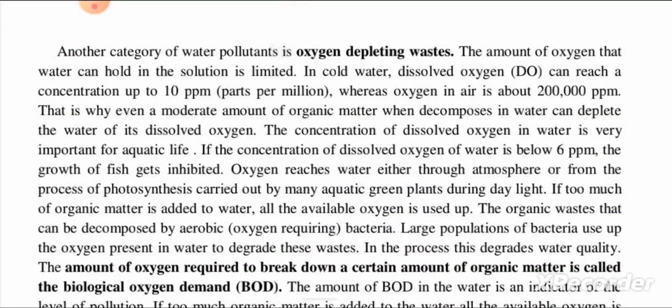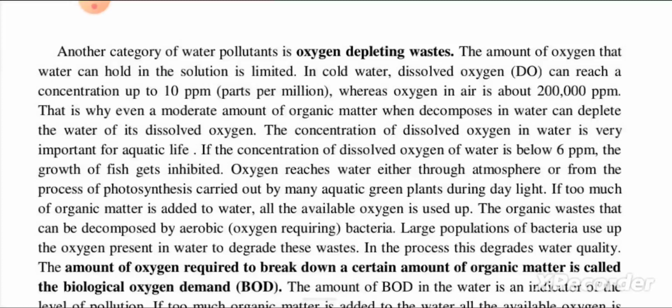Another category of water pollutants is oxygen depleting wastes. The amount of oxygen that water can hold in solution is limited. In cold water, dissolved oxygen can reach a concentration up to 10 ppm, parts per million, whereas oxygen in air is about 2 lakh ppm. That is why even a moderate amount of organic matter when it decomposes in water can deplete the water of its dissolved oxygen. The concentration of dissolved oxygen in water is very important for aquatic life.